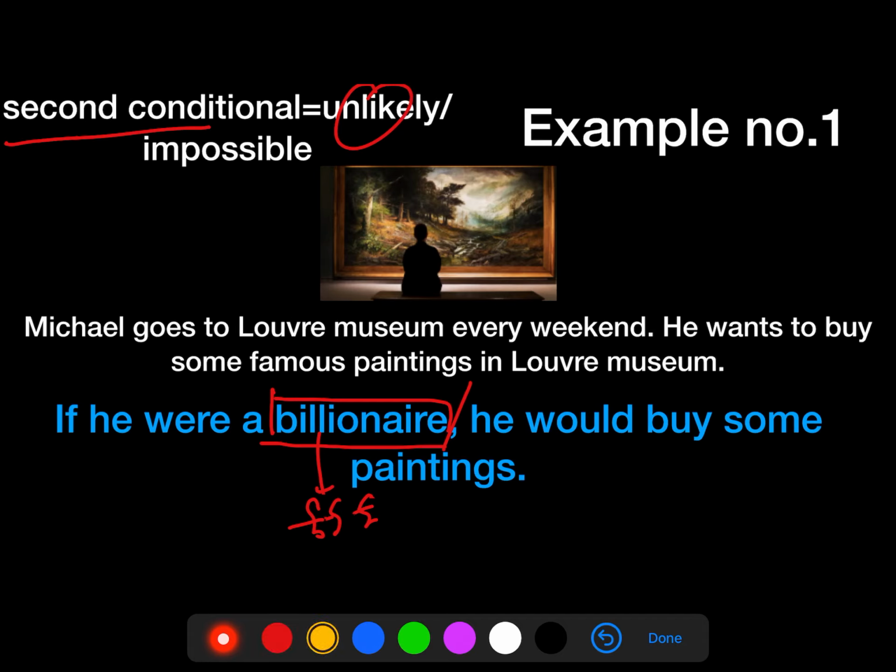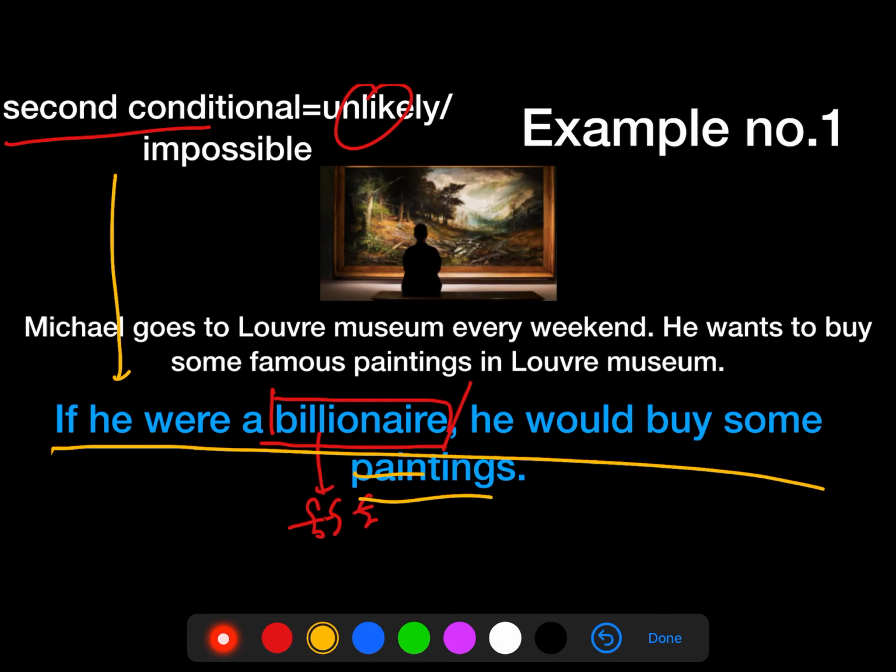So how do we say it? If he were a billionaire, he would buy some paintings. So he's imagining the future situation. However, it is a bit unlikely. But if you study hard, if you work hard, it's possible, but it's unlikely.